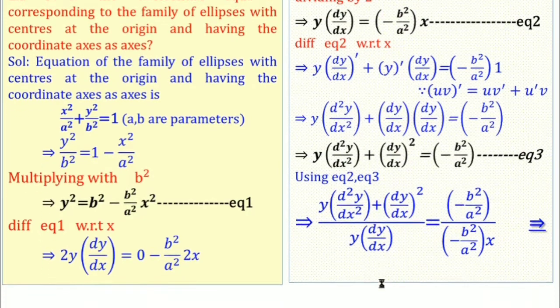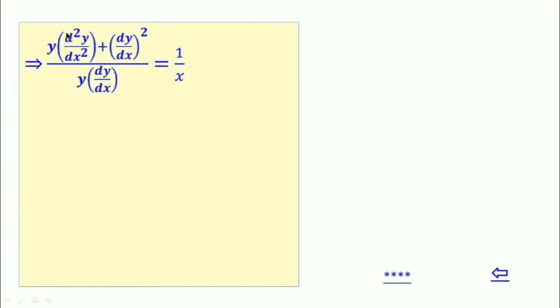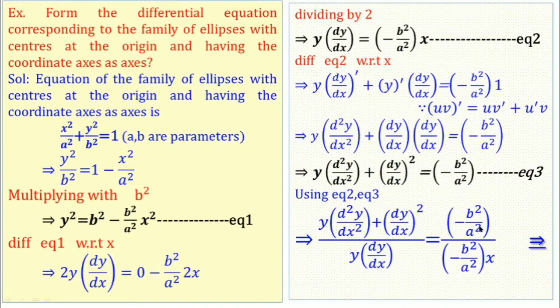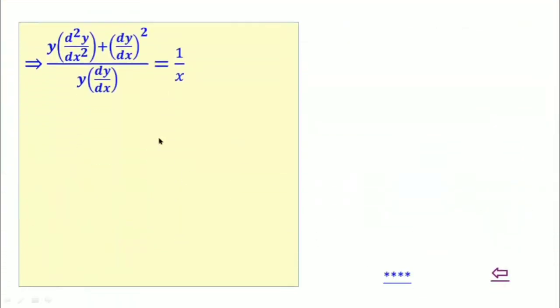Now so what will we get? We get y into d square y by dx square. We get this term as it is, this side we get 1. Here we have, what are the terms? We have minus b square by a square, minus b square by a square. We can cancel these two terms. So we get this term as it is in the next step. So here we get only 1 by x. So that's why we get y into d square y by dx square plus dy by dx whole square is equal to 1 by x.